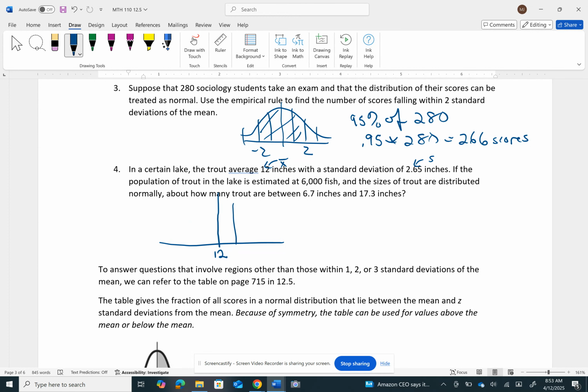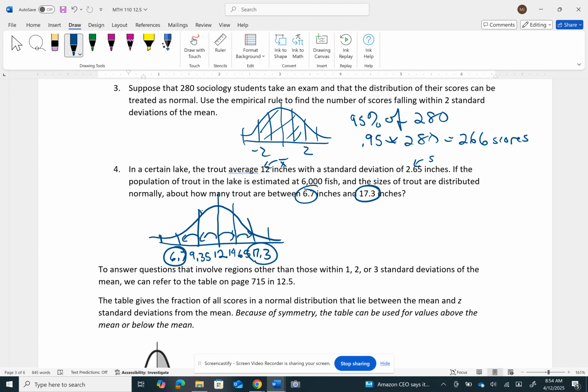So you can think about being 1, 2, 3 standard deviations above the mean. You could just go and add 2.65 each time. So this would be 14.65. Then if you add another standard deviation to that, you'd be at 17.3. We could keep going, but I don't need to add another one. And then let's see if 6.7 falls at a standard deviation line. So 12 minus 2.65, you'd be at 9.35. Then if you subtract 2.65 again, you'd be at 6.7. And then if we did it again, we'd get the third standard deviation, but I needed 6.7 and 17.3.